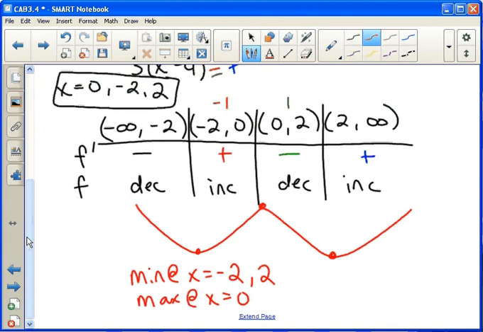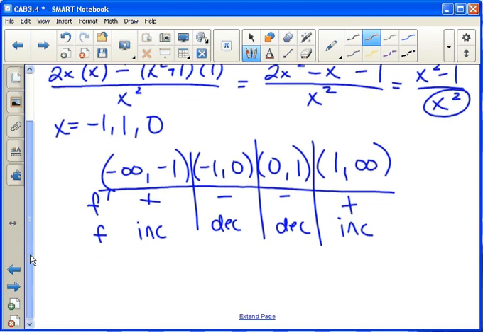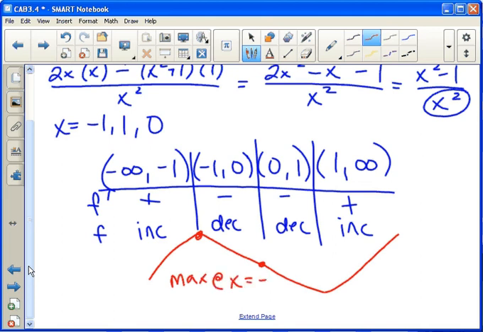Now let's look at the third one. This one goes increasing, decreasing, decreasing, increasing. So notice right here at 0, that's neither a max nor a min. It's not going to give you either one. But we do have a maximum here at -1 and a minimum here at +1. So that's how you use the first derivative to find the relative max, the relative min, and what intervals over which it is increasing and decreasing.